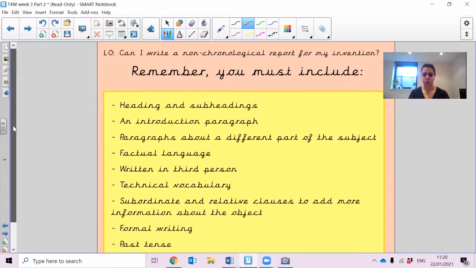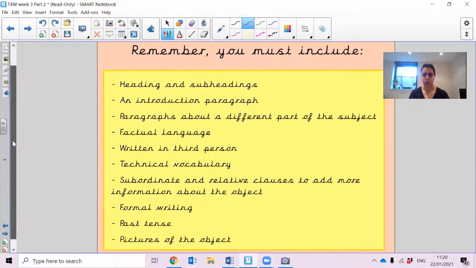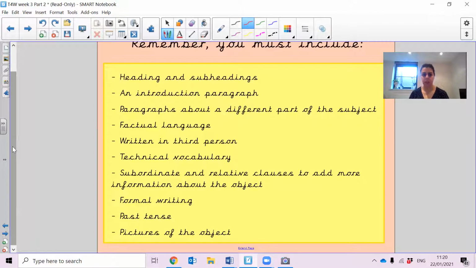So in your non-chronological report, this is what you have to include. We need to include your heading and your subheadings, an introductory paragraph, paragraphs about different parts of the subject, factual language. It needs to be written in third person, with technical vocabulary, subordinate and relative clauses to add more information about the object, formal writing, past tense, which means it's already happened, and pictures of the object. So you can always use this as a checklist to check your work at the end. You can go through it.